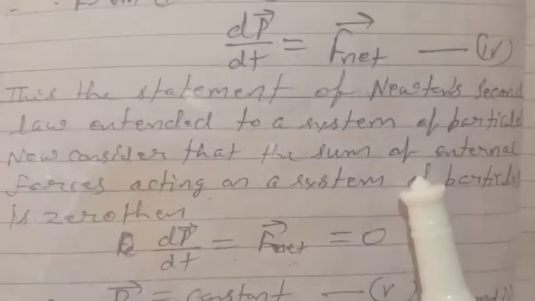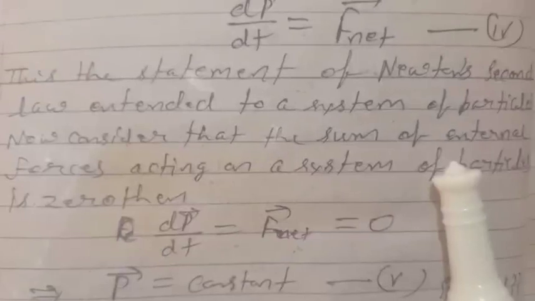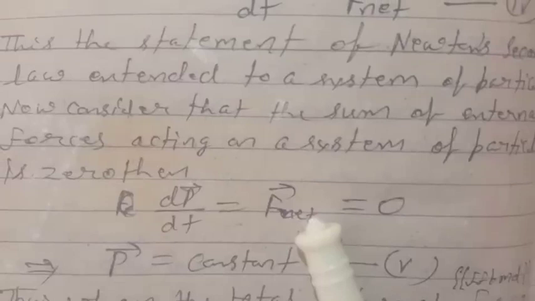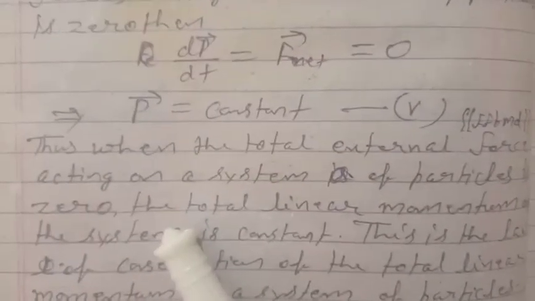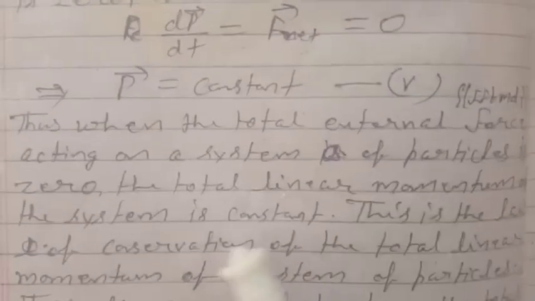Now, consider that the sum of external forces acting on a system of particles is 0. Then dP by dt equals F_net equals 0, where F_net is the net external force, and this will give P vector equals constant, because if dP by dt equals 0, then P will be constant. Thus, when the total external force acting on a system of particles is 0, the total linear momentum of the system is constant. This is the law of conservation of total linear momentum of a system of particles.